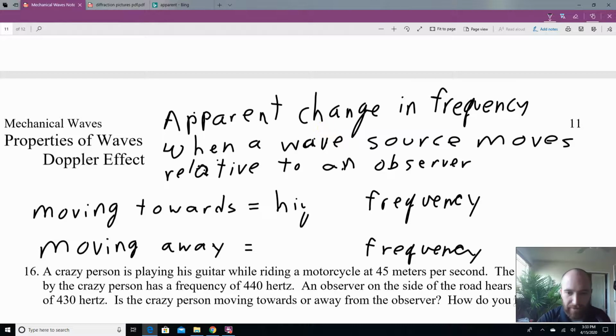Oh, I scratched my screen. That was bad. I wrote with the pen instead of the stylus.